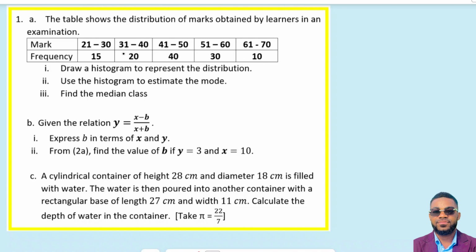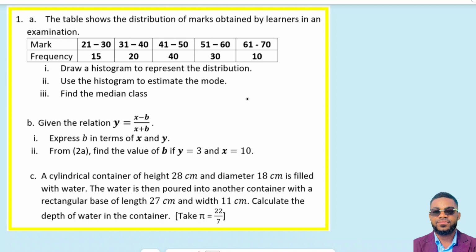21 to 30 is the first group, then 31 to 40, 41 to 50, 51 to 60, 61 to 70. So these are the groups, and we have the respective frequencies here. We are to draw a histogram to represent this distribution, and after that, use the histogram to estimate the mode, and then find the median class. The next questions are also here.